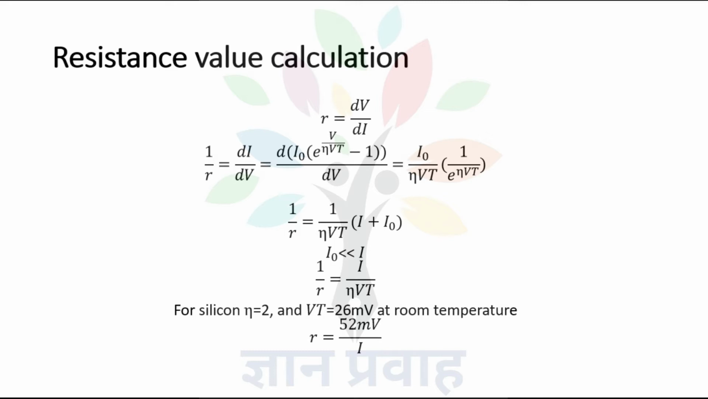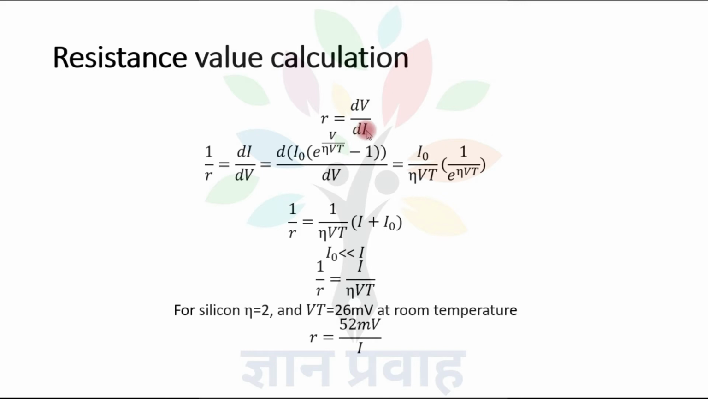Resistance value calculation for piecewise linear model for PN junction diode. So we have studied different equivalent circuits for PN junction diode like ideal, simplified and piecewise linear. So in case of piecewise, that is the practical PN junction diode. So in case of piecewise linear model, resistance value is available. So we want to know the resistance value of PN junction diode in case of piecewise linear model. So resistance is nothing, it is the ratio of small change in diode voltage to small change in diode current.